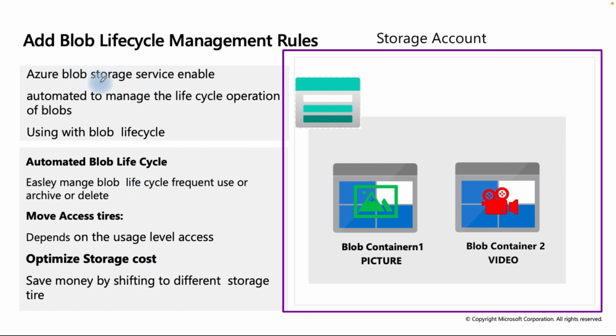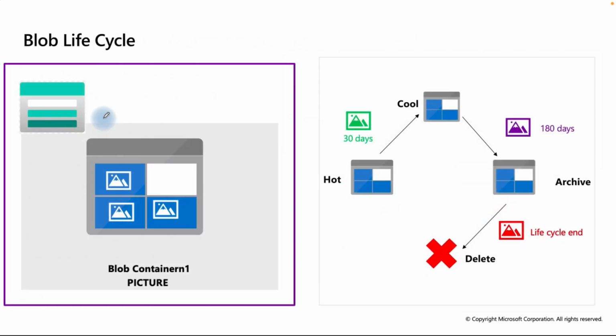So now you can understand that the Azure Blob Storage service enables automation to manage the lifecycle operation of the blobs, like aged data, moving it to different tiers, and it helps to reduce the cost. So now I think you get a picture of what lifecycle management is. Simply think that your unexpired data or lifecycle data will be moved to different tiers, only that.